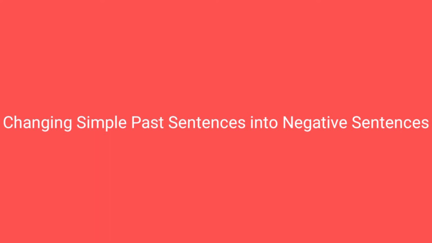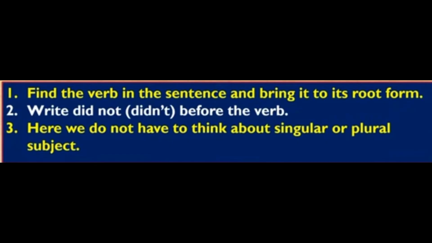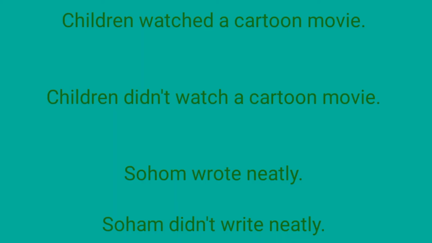Now let's look at how to change simple past sentences into negative sentences. So the rules are, we have to find out the verb in the sentence and we have to bring it to its root form. And the second rule is, we have to write did not before the verb. And here we don't have to think about singular or plural subject. We can use did not with both the subjects. Let's look at some examples.